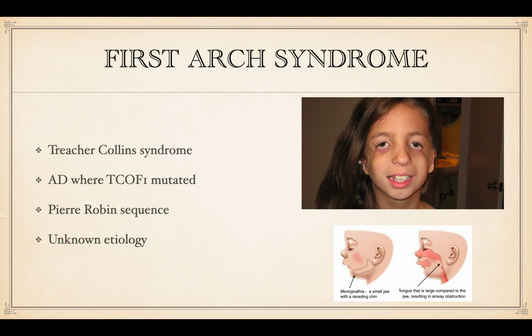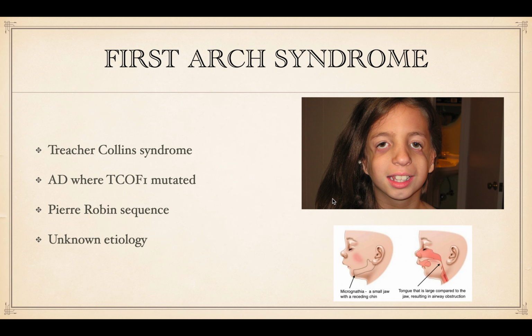So first arch syndrome is also known as Treacher Collins syndrome. As you can see here, it's going to be the droopy eyes and the malformed ears. These patients also have some form of deafness involved. It's an autosomal dominant disorder where the TCOF1 gene is going to be mutated.